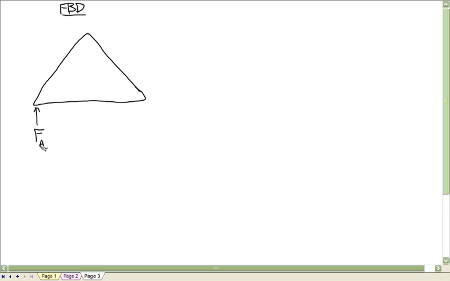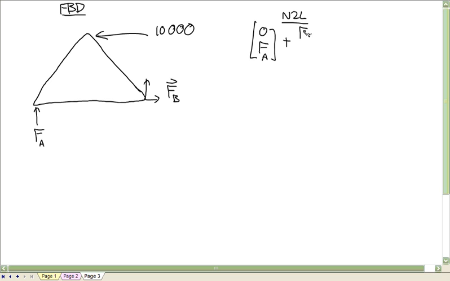You have an upward force over there. You have a force vector over here. A horizontal force of 10,000. And so Newton's second law says (0, Fa) plus (Fbx, Fby) plus (negative 10,000, 0) is (0, 0).